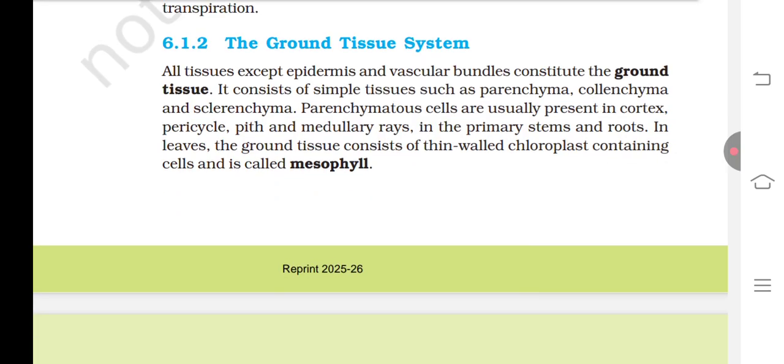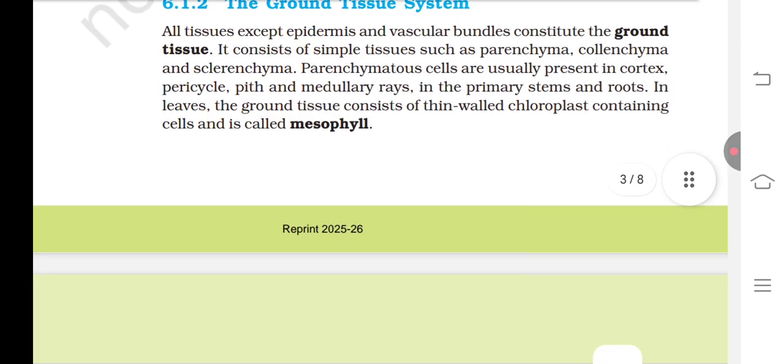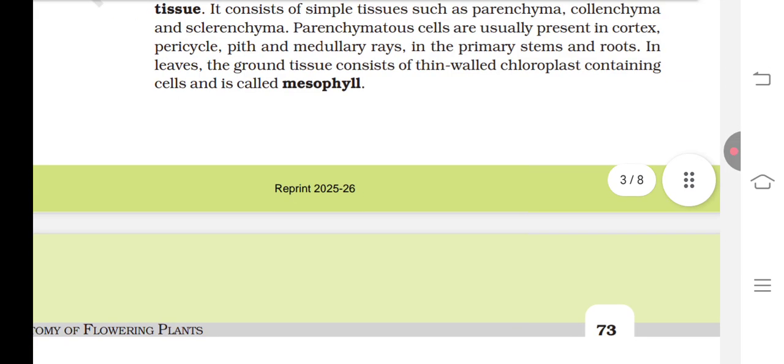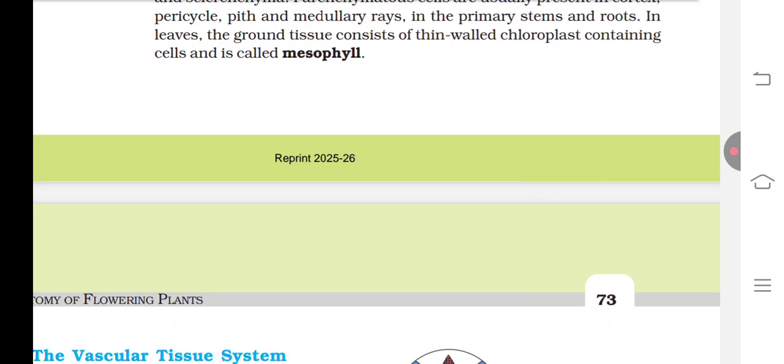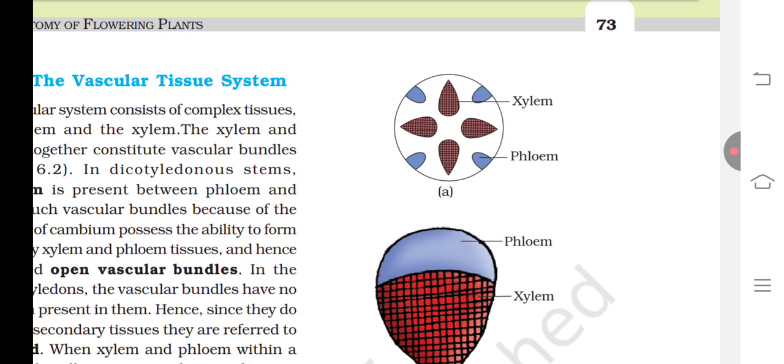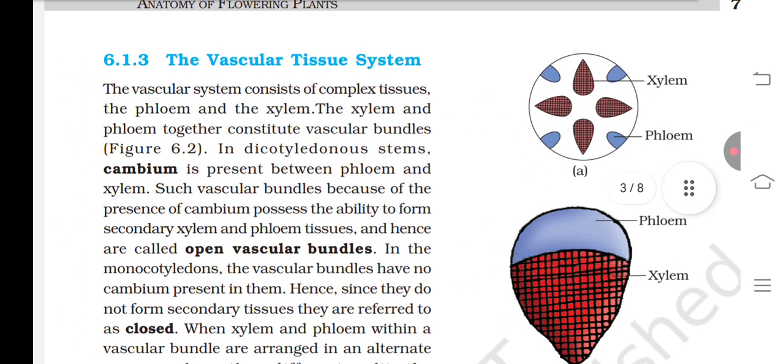The ground tissue system. All tissues except epidermis and vascular bundles constitute the ground tissues. It consists of simple tissues such as parenchyma, collenchyma, and sclerenchyma. Parenchyma cells are usually present in the cortex, pericycle, and medullary rays in the primary stems and roots. In the leaves, the ground tissue consists of thin walled chloroplast containing cells and is called mesophyll.